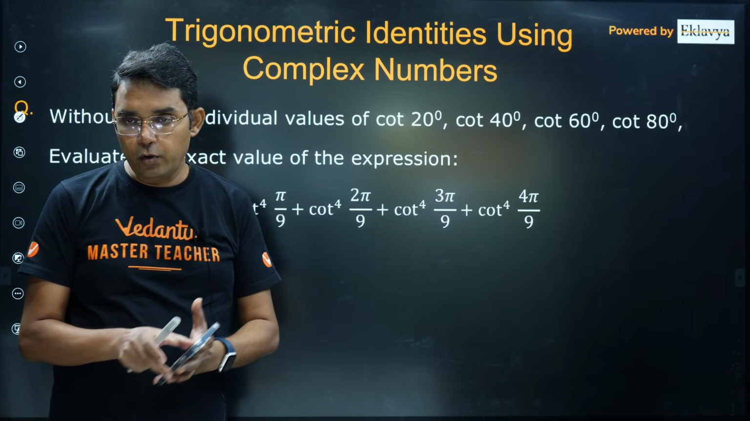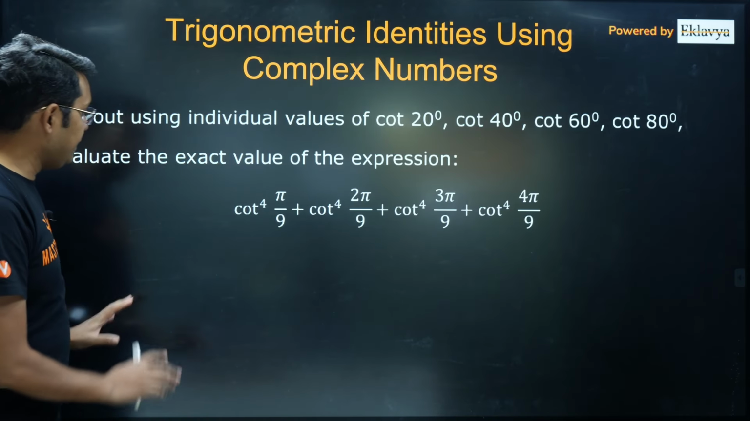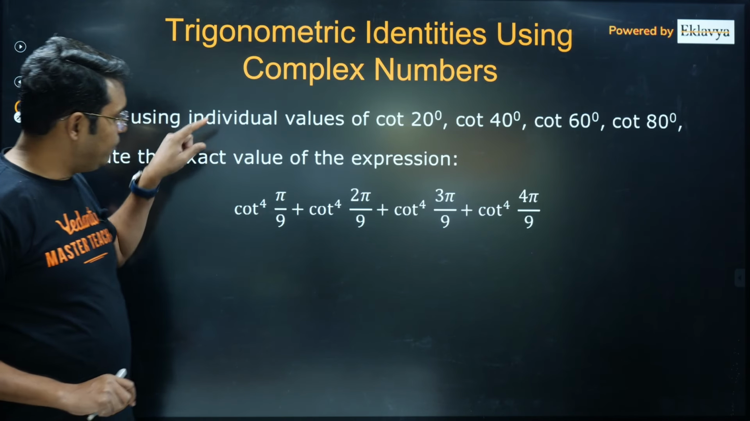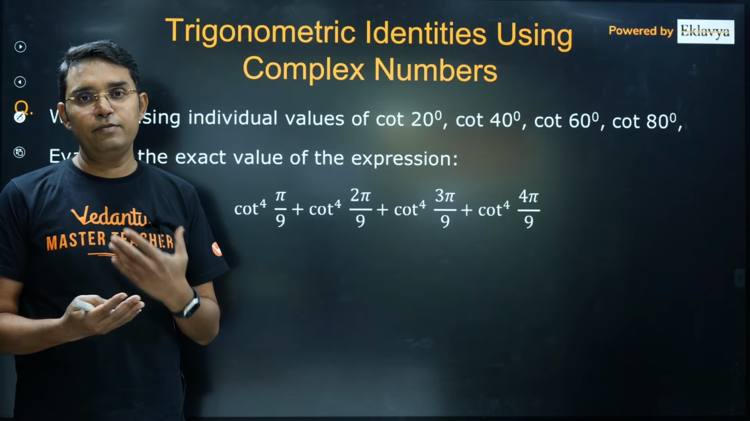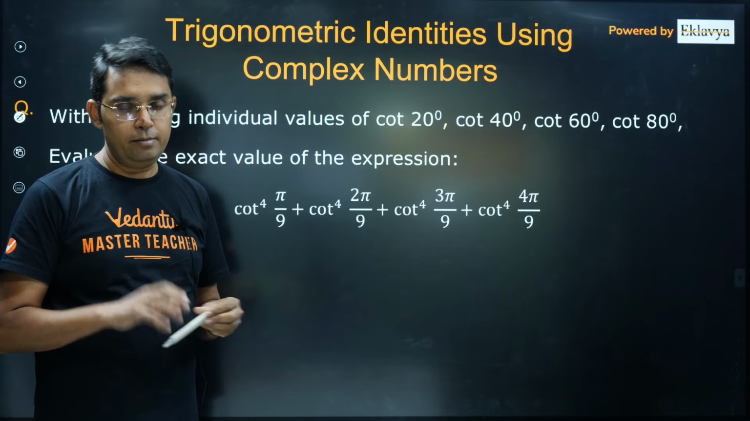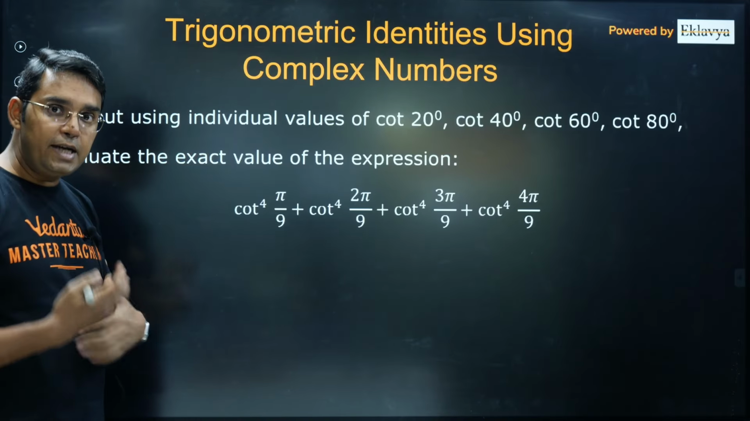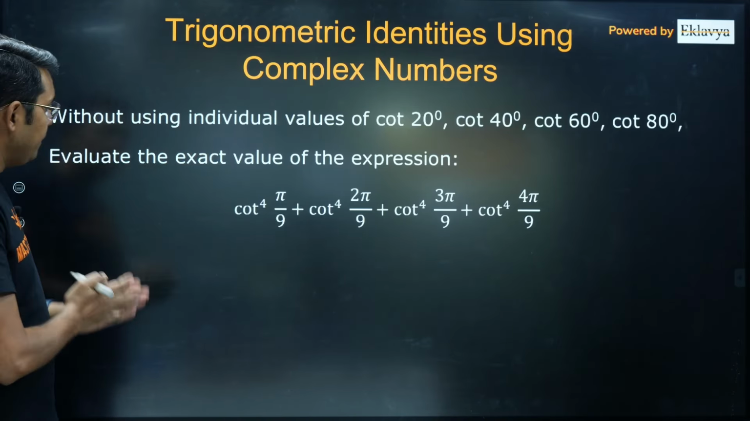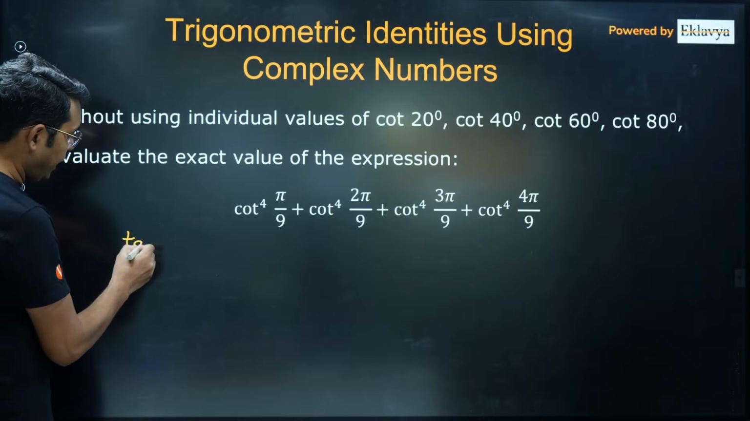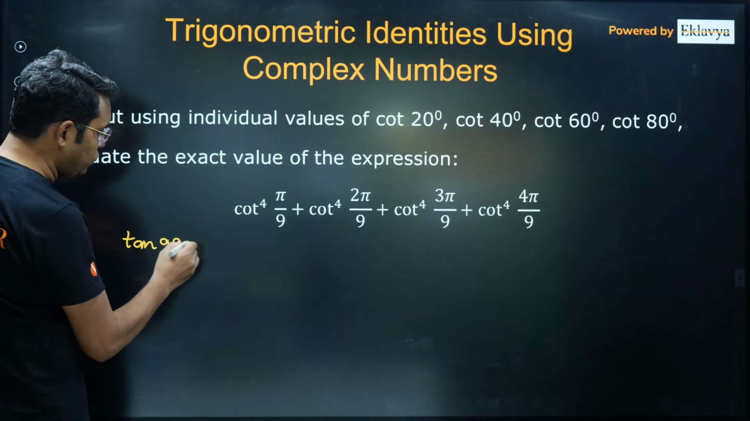Okay, now how I am going to do it, please listen carefully. In this case, because we are given 9, I will start with the tan 9 theta formula. Please listen carefully how tan 9 theta will help here. Please understand. So I am going to take tan 9 theta equal to 0.